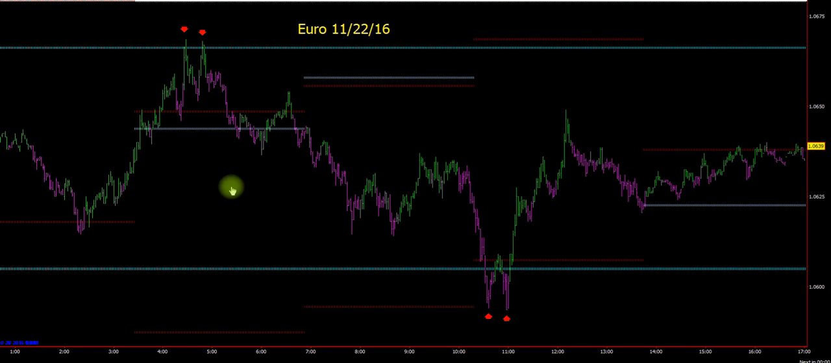Here's something else that you notice. The middle of this formation is the same amount of time that the middle of this formation occurred.